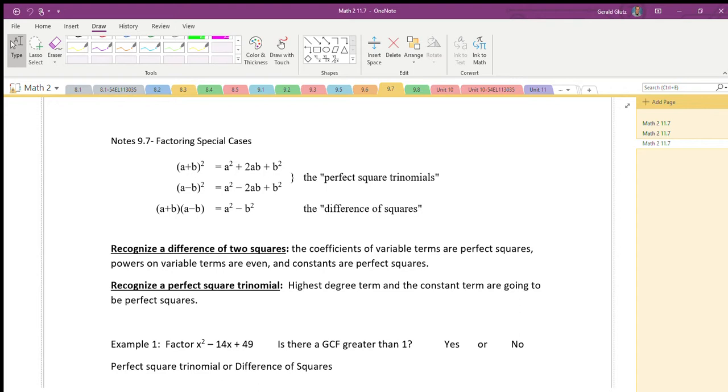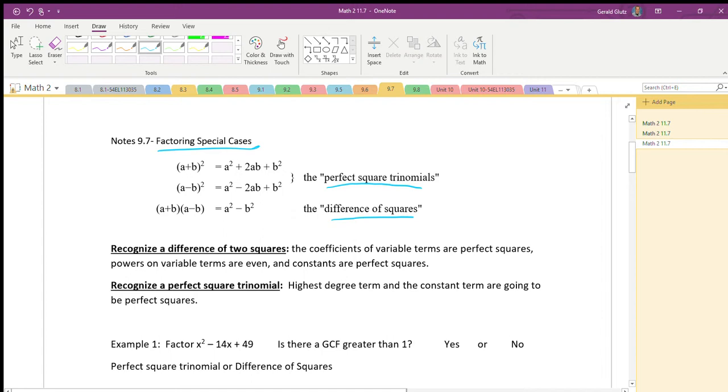So we're going to be doing some more factoring today. Today we're going to be factoring some special cases. What I mean by special cases are either perfect squares or difference of squares. By the end of today's lesson, hopefully you will know what those two terms mean.